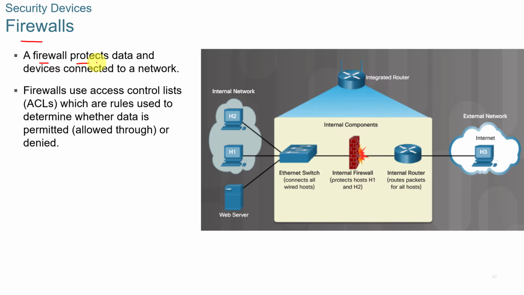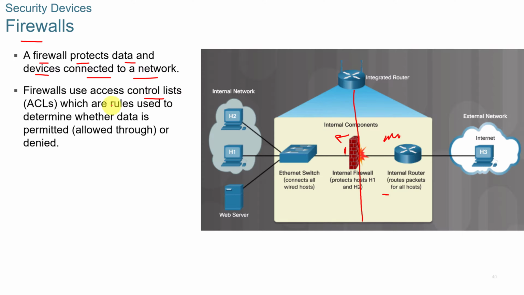Firewalls. A firewall protects data and devices connected to a network, and the term comes from buildings. Traditionally, when you would put a building up, they would put a firewall in the building, so if there was a fire on one side of the building, it would keep the fire from spreading, and that's where the term firewall comes from. A firewall in terms of networking just means that you put up either a virtual or a physical firewall, and that protects the host from external threats.